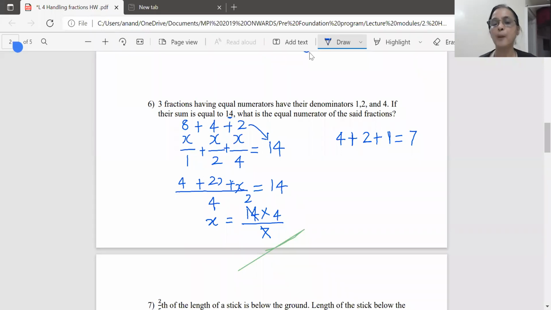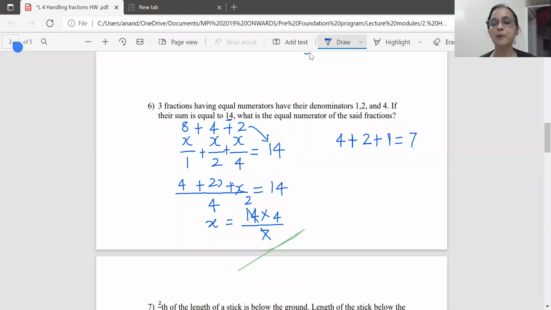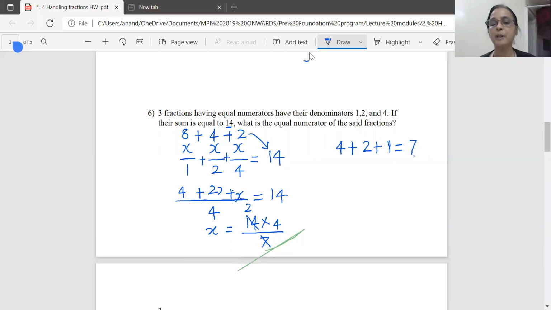But I want it to be 14. So I simply need to double all the numbers. So my main number will be 4 twos are 8. Then half of it will be 4 and 1/4 of it will be 2. My sum of all such numbers will always be in multiples of 7. Understand? Either it will be 4 plus 2 plus 1, or if I triple it, it will become 21.